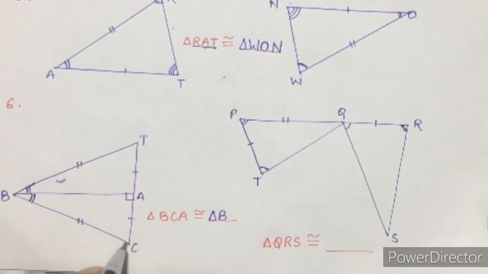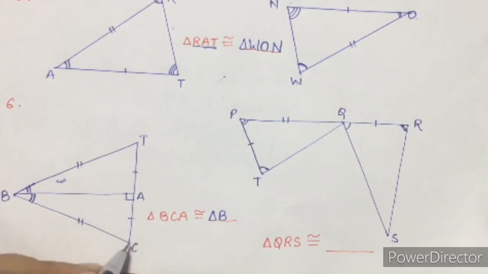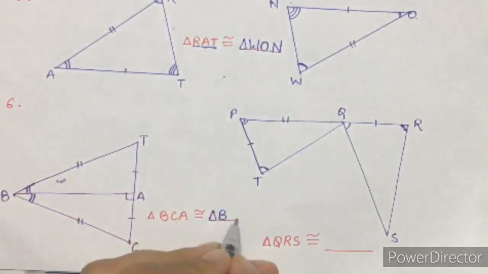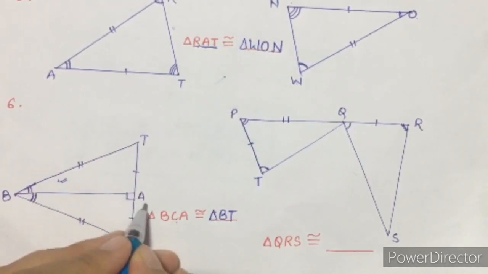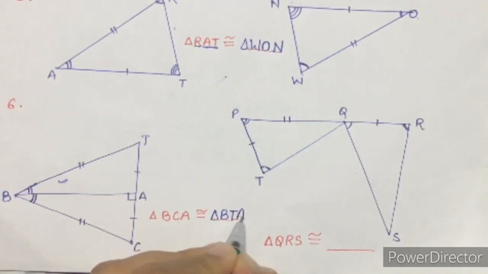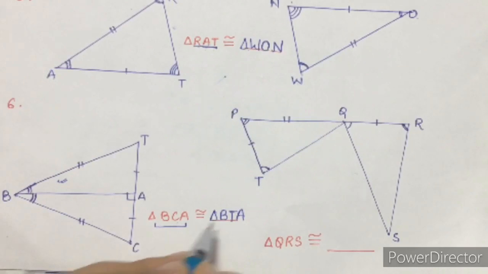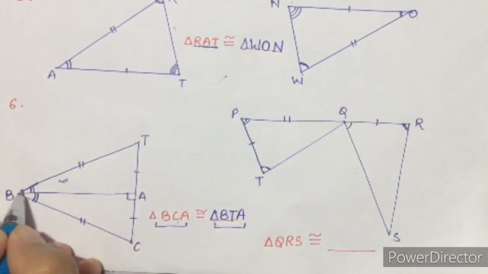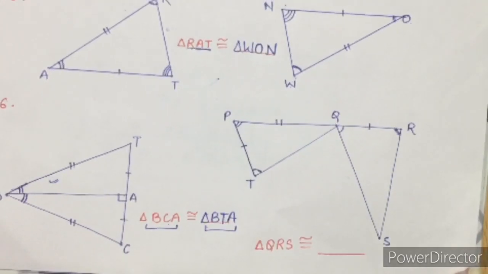Then next C is there. Okay, for C they have not given any angle, so instead of C what is our letter? We will write T, and they have written A, and instead of letter A we also have A. So we will write triangle BCA is congruent to triangle BTA, B, T and A. This is the way we can mention the name of the triangle.